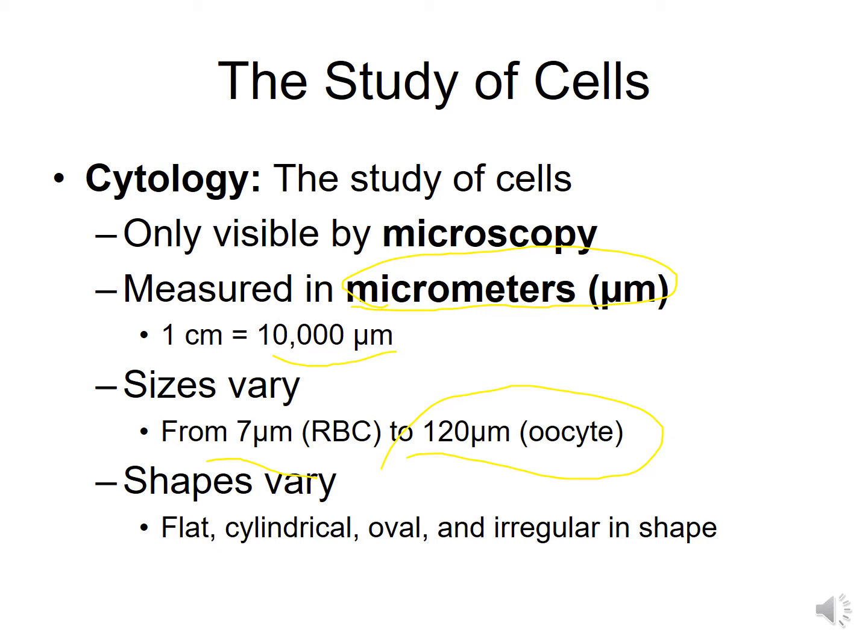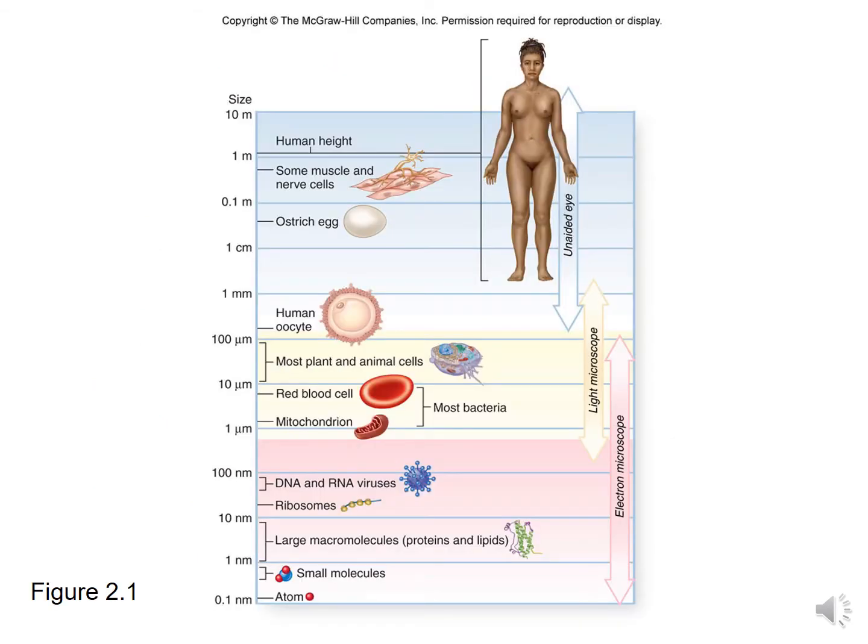Typically, cells vary in size and shape, depending on their location. Some are flat, some cylindrical, some oval, and some irregular in shape. We'll talk about a prototypic cell, but know that they all vary when we look at them. This table is just going to give you a point of reference.